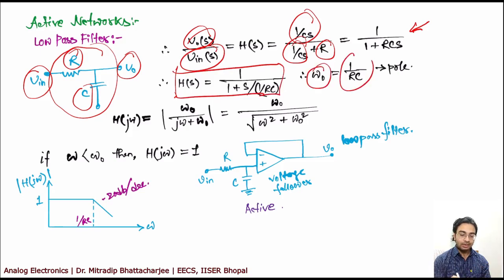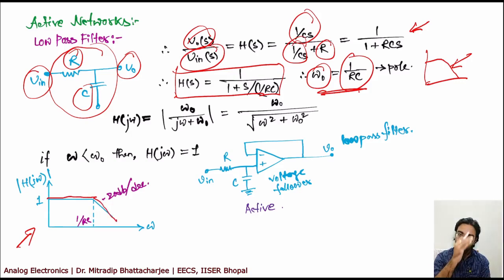So you have a pole at 1 by RC, right? For a low pass filter, what we need is a pole, because a pole will make sure that your transfer function is going down. So in this case you have a pole at 1 by RC, and your transfer function will look like this. This is your gain at 1 by RC. You have a decrease in the transfer function at a rate of minus 20 dB per decade.